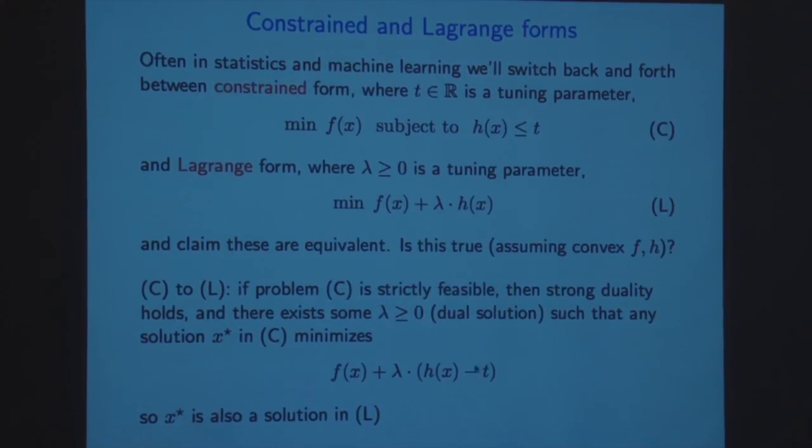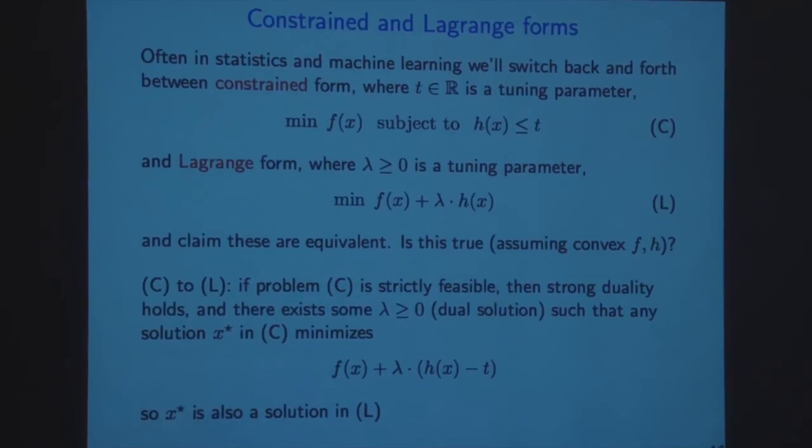But look, t here is a constant with respect to the minimization. So we've just said that actually it minimizes f of x plus lambda times h of x, which is exactly this problem. So we said that there is some value of lambda, namely the dual solution. We don't know it ahead of time necessarily, such that the solution in the constrained problem is also the solution in the Lagrange problem. So any solutions of C are solutions of L for some lambda. That's what we just said.